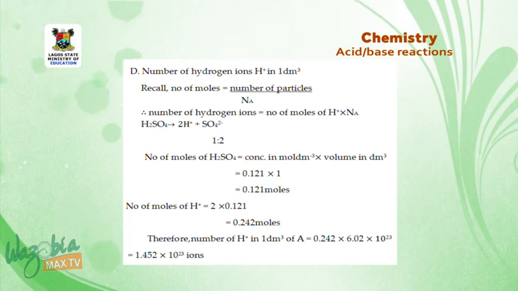Number of moles of H2SO4 is equal to concentration in mole per dm cube times volume in dm cube, which is equal to 0.121 times 1, and this gives us 0.121 moles. Number of moles of hydrogen ion will be equal to 2 times 0.121, which is equal to 0.242 moles. Therefore, number of hydrogen ions in 1 dm cube of A is equal to 0.242 times 6.02 times 10 raised to power 23, which is equal to 1.452 times 10 raised to power 23 ions.